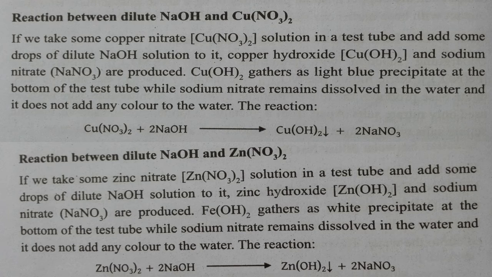Reaction between dilute sodium hydroxide and zinc nitrate. If we take some zinc nitrate solution in a test tube and add some drops of dilute sodium hydroxide solution to it, zinc hydroxide and sodium nitrate are produced. Zinc hydroxide gathers as white precipitate at the bottom of the test tube, while sodium nitrate remains dissolved in water and it does not add any color to the water. The reaction is: zinc nitrate reacts with 2 sodium hydroxide to produce zinc hydroxide and 2 sodium nitrate.